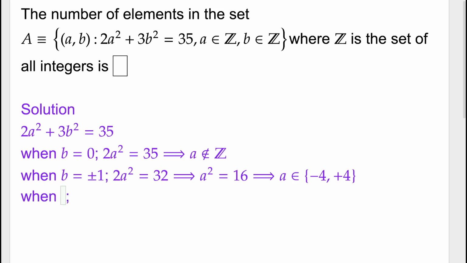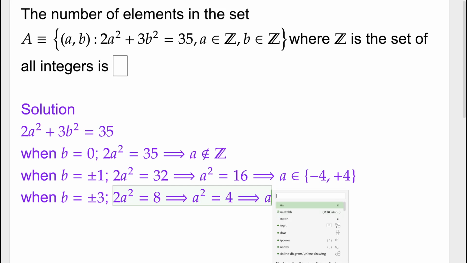Next, when b is equal to plus or minus 3, both positive and negative, in that case I can write here 2a² is equal to 8. Now from this we can write that a² is equal to 4, and from this we can say that a belongs to the set which will contain negative 2 and positive 2, upon solving this particular quadratic equation.